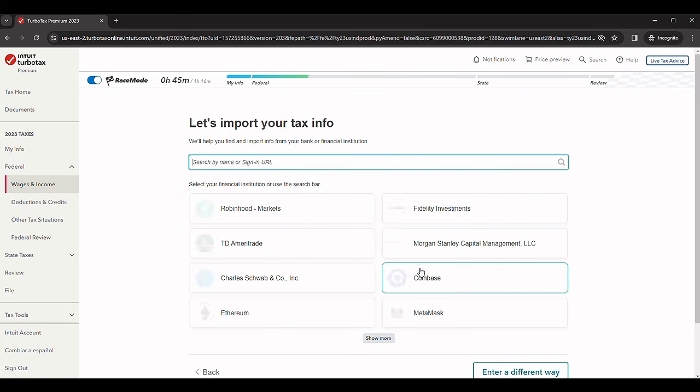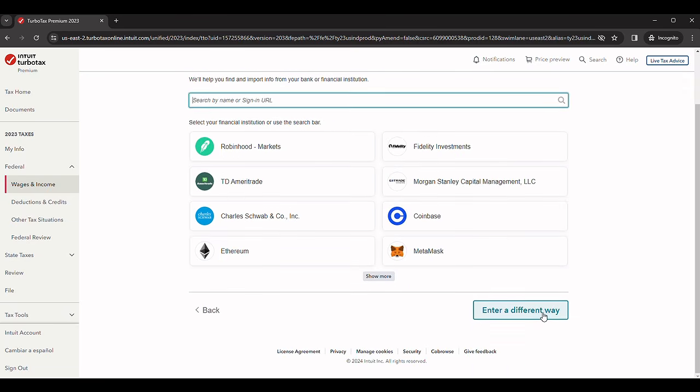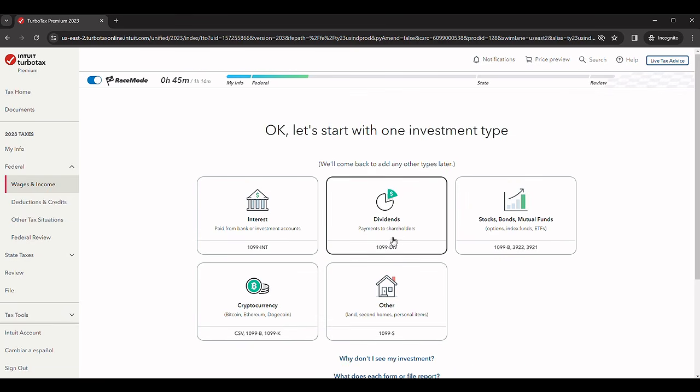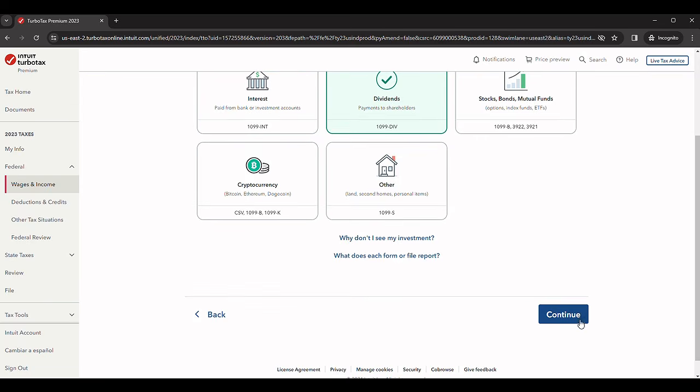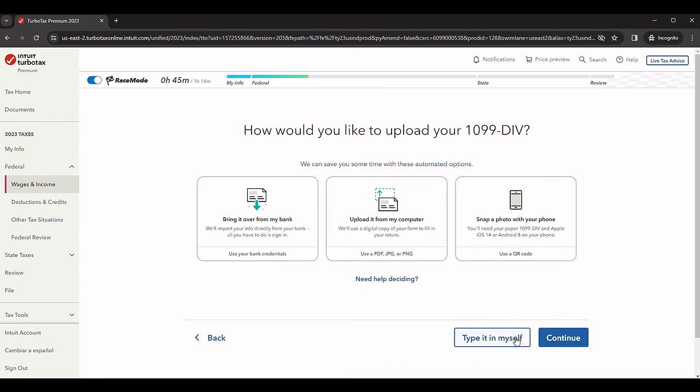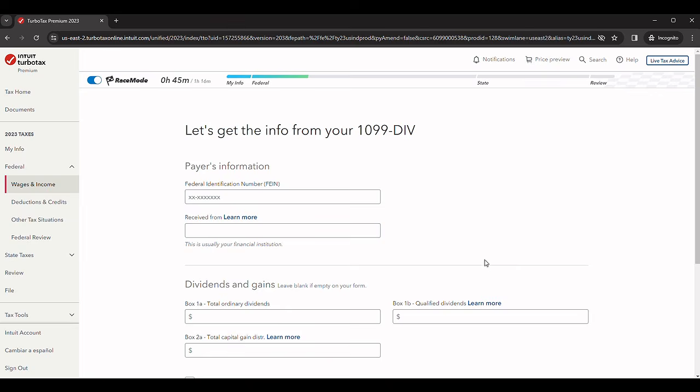Add investments. Let's see. No, we're going to enter it manually. Dividends. Okay, let's do this. Nope, I'm going to type it in myself. Who's the payer? Let's just say it's Charles Schwab. Type in their identification number. It's going to be on 1099-B. Charles Schwab.